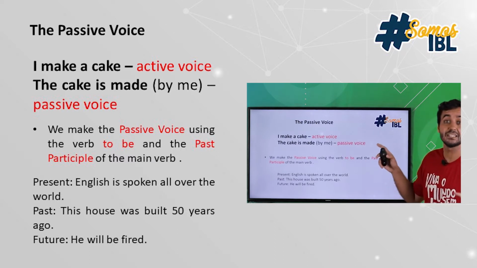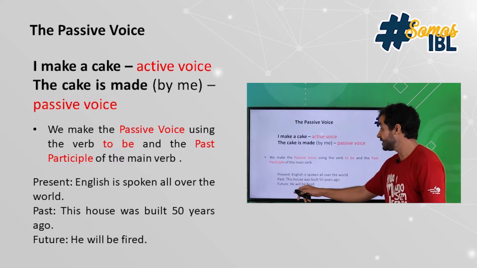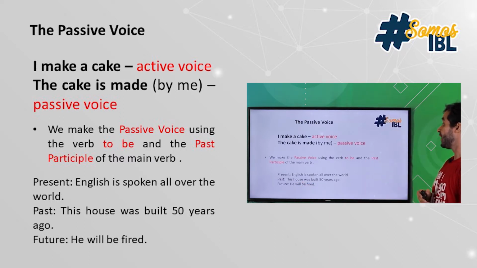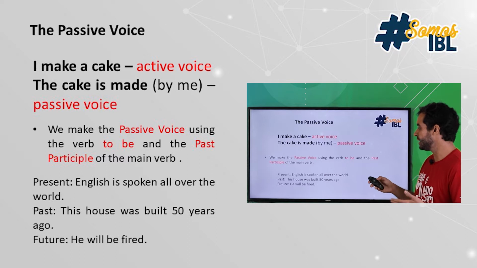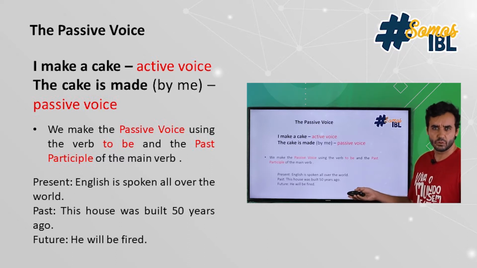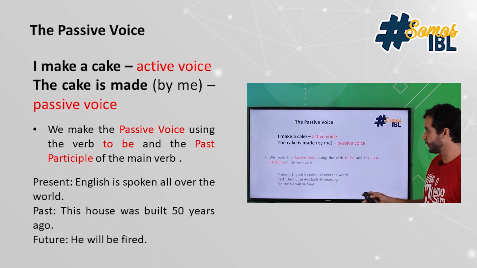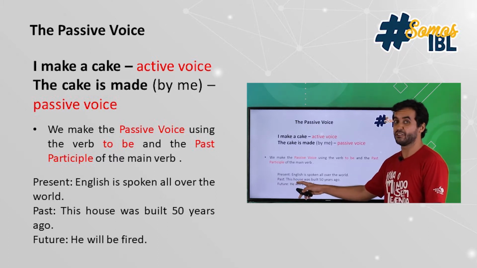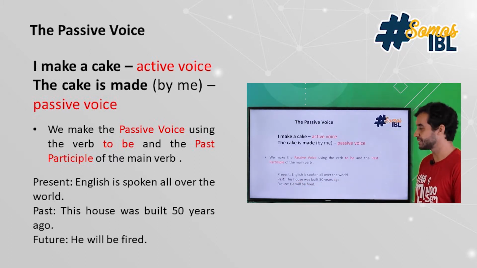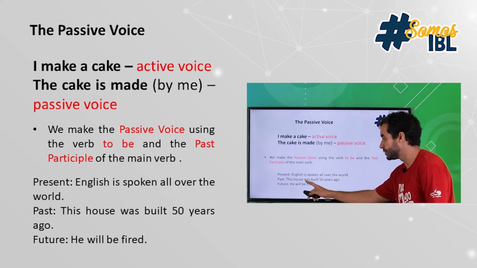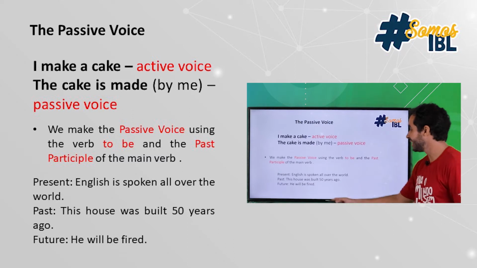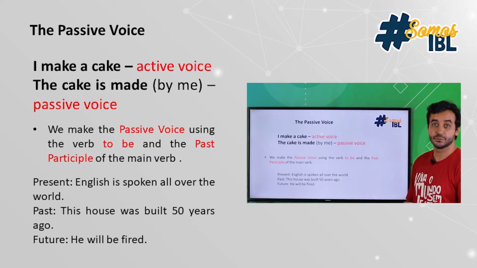Let's see a sentence in the past. This house was built 50 years ago. You could say in the active voice, 50 years ago somebody built this house. That's okay, but if you want to emphasize the house, the object, you could write it like this: this house was built. We have the verb to be now in the past, and we have the past participle.